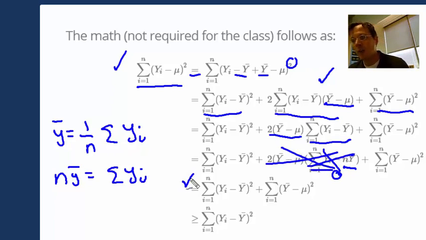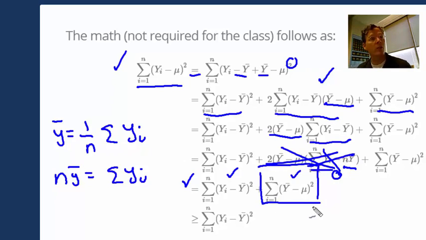Moving on to the next line, I have summation yi minus y bar squared, and summation y bar minus mu squared. This quantity is the sum of a bunch of squared things. It has to be positive. So if I throw it out, my equal sign gets turned into a greater than or equal to sign. I've only gotten smaller by throwing out a bunch of positive things that I'm adding.